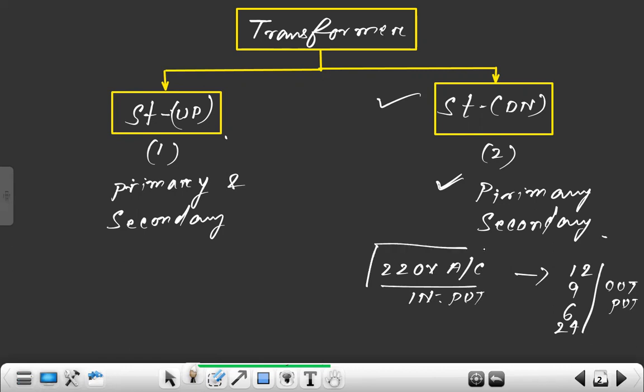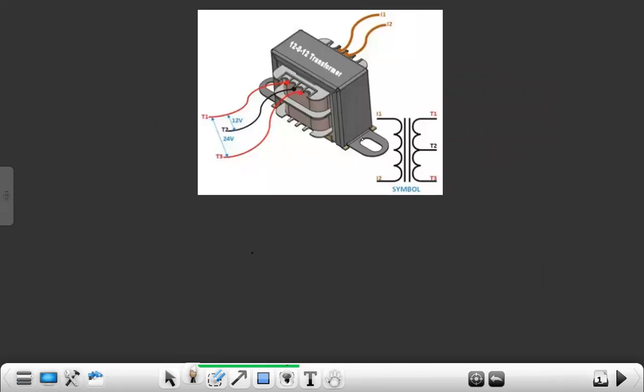So this is our AC voltage, and these are all also in the form of AC voltage. When 220 is applied, we get different voltages from a single transformer, either 12, 9, 6, 24, or maybe some other voltages. So here is a transformer. This side is our primary, and this side is our secondary.